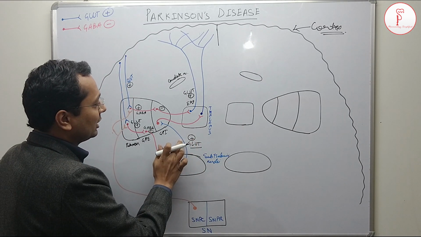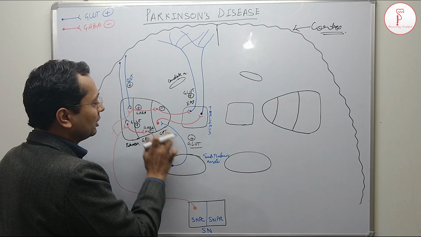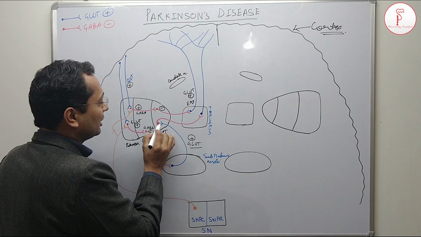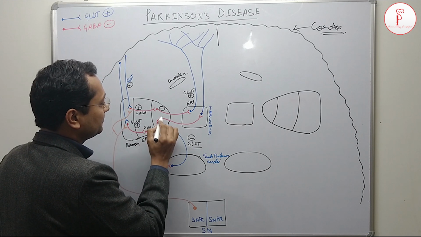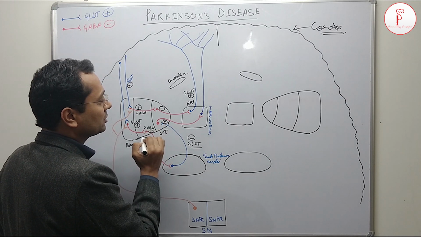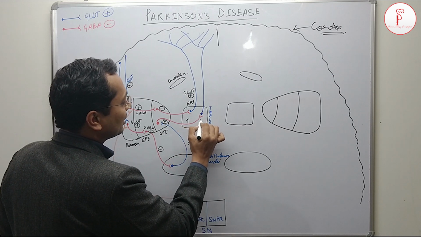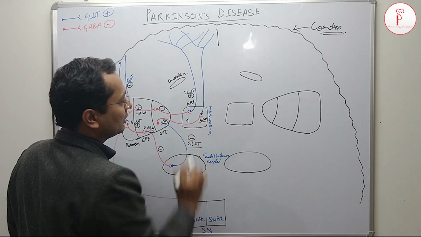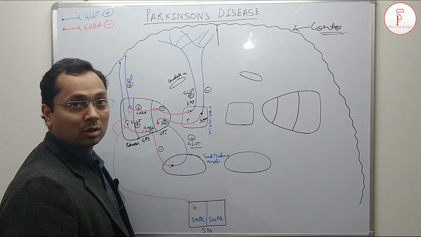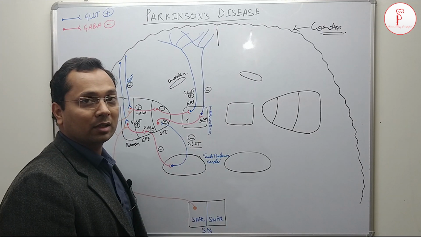When this neuron is stimulated, there is release of glutamate, and when glutamate is released, it will stimulate this neuron. This neuron will get stimulated, and then it will release GABA here. When it releases GABA, there will be inhibition of this neuron, right? So there will be no excitatory impulses going to the brain, right?